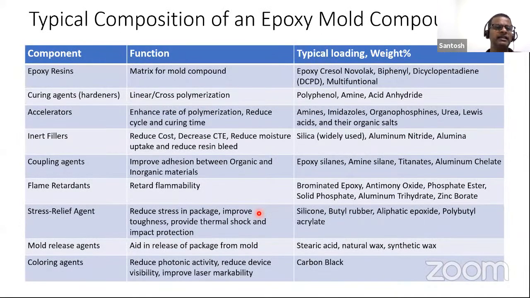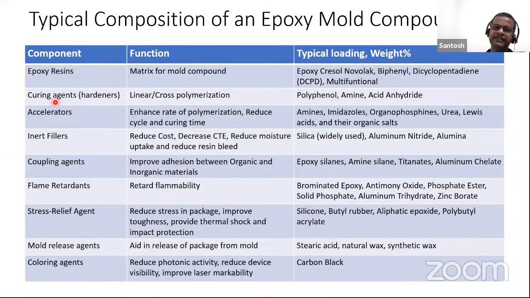So this is a typical composition of the mold compound. Basically it starts with epoxy resins. The function of epoxy resins is to form the matrix, because it contains a lot of different materials. So it forms the matrix that holds the different components. Typical epoxy resins here consist of epoxy cresol novolac, biphenyl resins, dicyclopentadiene resins, and multifunctional resins.